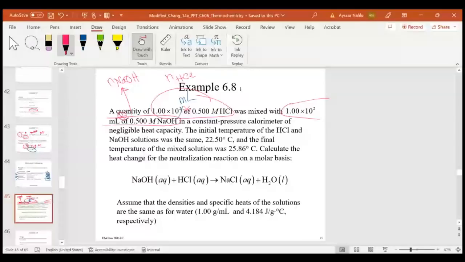Constant pressure means the container is open to the air. The pressure in the solution is equal to the pressure outside. That's why it is constant pressure. The initial temperature of the HCl and of the NaOH solution when you started was equal, and I'm calling it T1. And the final temperature, when things are reacting, acid and base will give me salt and water. I'm stirring, and the temperature keeps going higher up to a maximum.